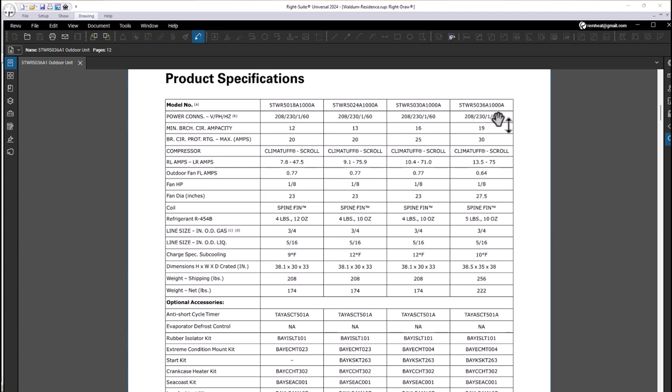In this case, for the power connections, you're going to have 208/230 volts, single phase, and 60 hertz, right? Ampacity, and then circuit protection. This is actually your breaker. This is what you need. Your breaker is 30 amps, right?